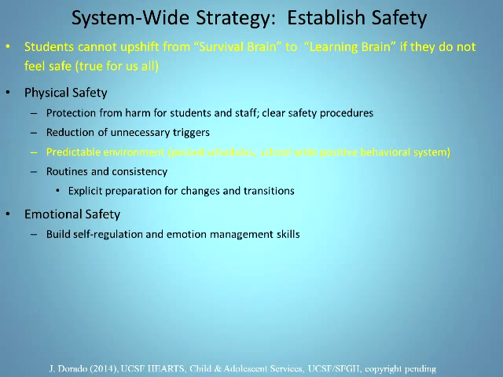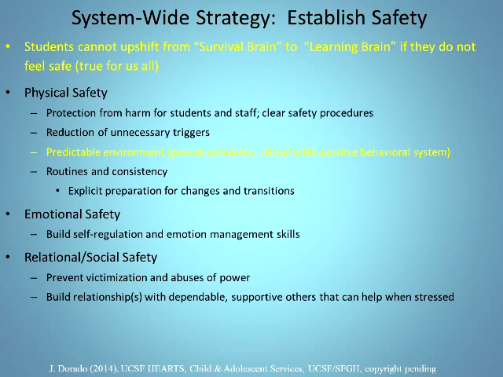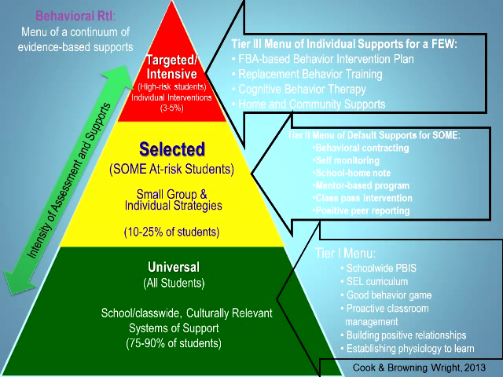We also want to build emotional safety and internal safety by making sure we're building self-regulation and emotion management skills. And we want to make sure that we're creating relational and social safety, and we're going to talk more about that. So you may recognize this is behavioral response to intervention, and I just want to say that trauma-sensitive approaches are absolutely congruent with behavioral RTI, as long as what we do as we look at these supports is make sure that they're not unnecessarily escalating, and that they are augmented so that they build skills that kids may not be coming to the table with, that we would expect them to have given their age.